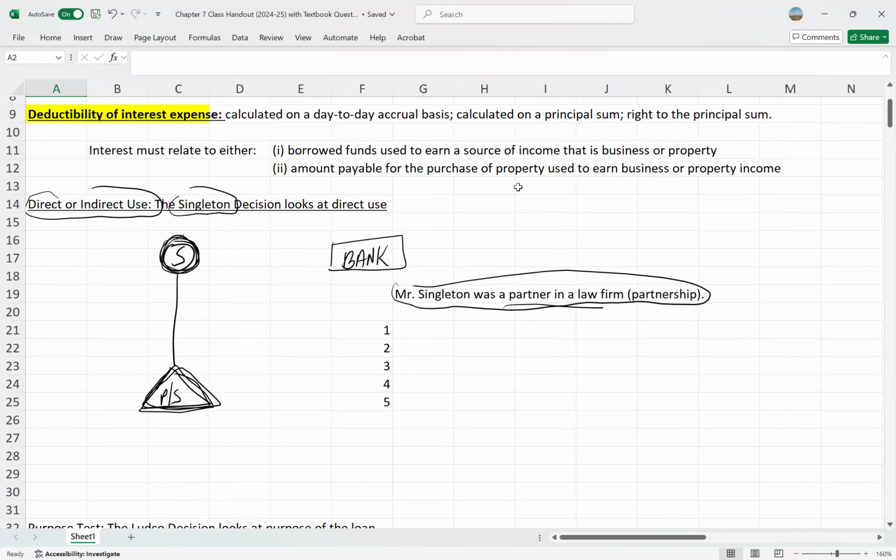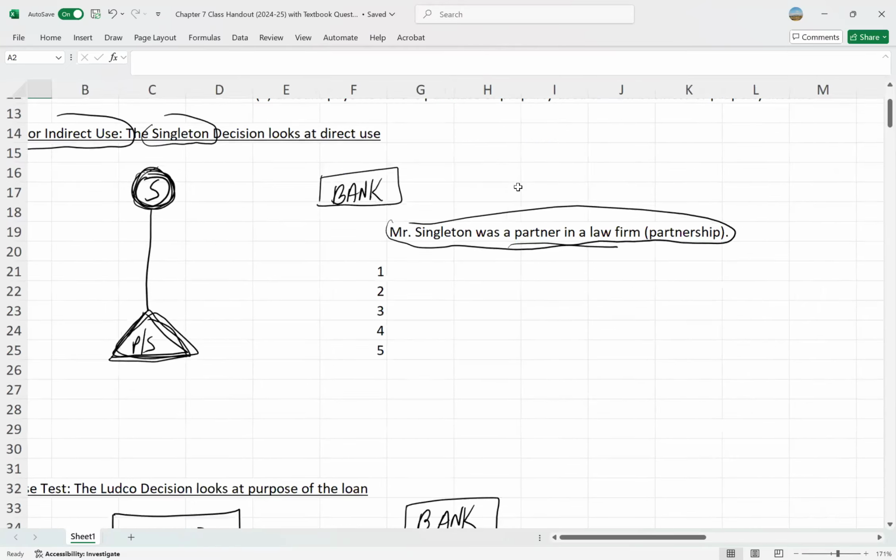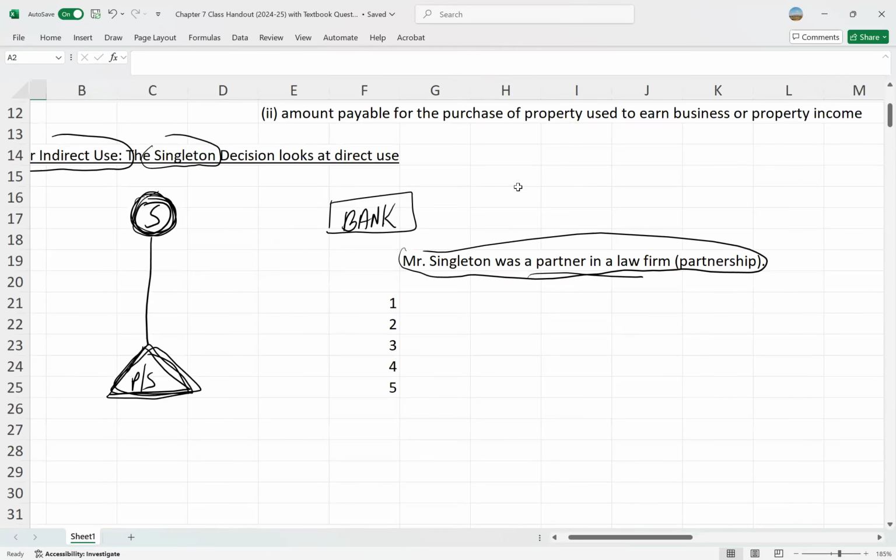So let's look at what happened with this Mr. Singleton. I've broken the steps down into steps 1 to 5. So what happened was Mr. Singleton was a lawyer in a law firm. What he did first was he withdrew money from the partnership, and that created a negative capital balance.